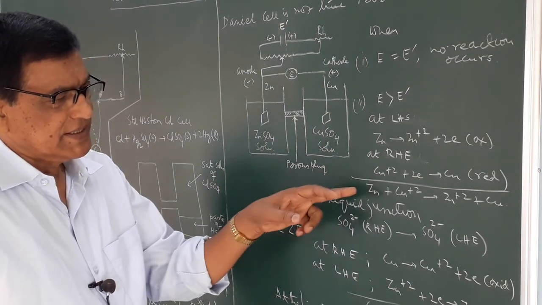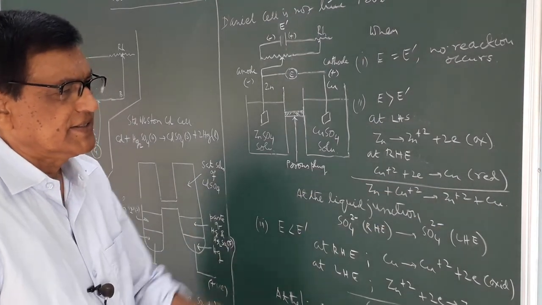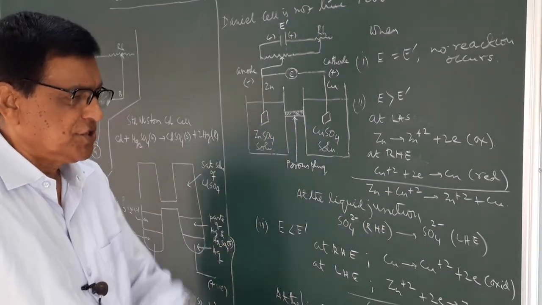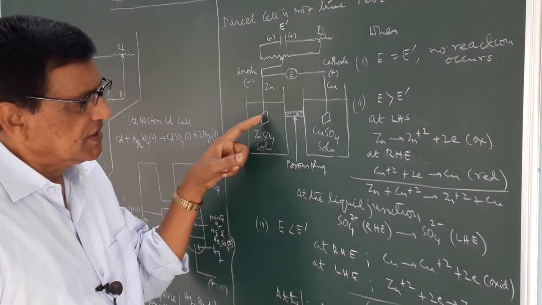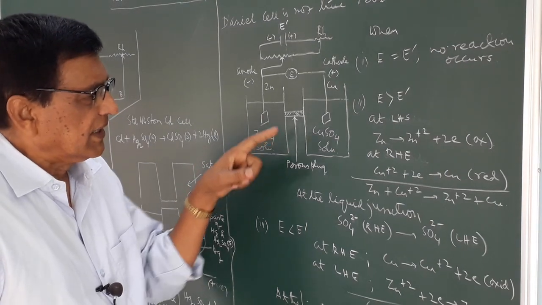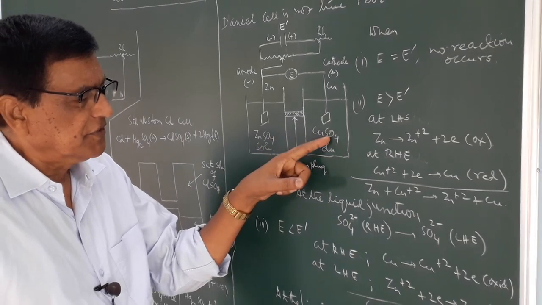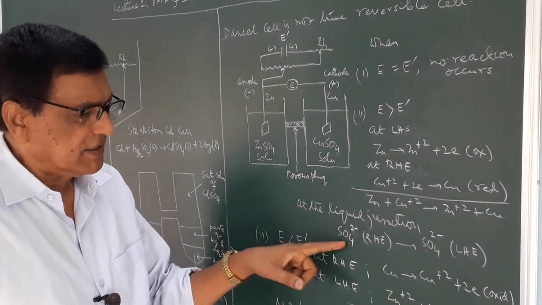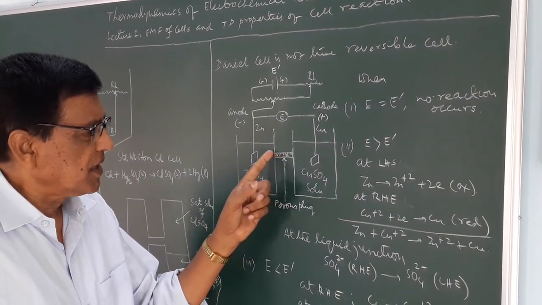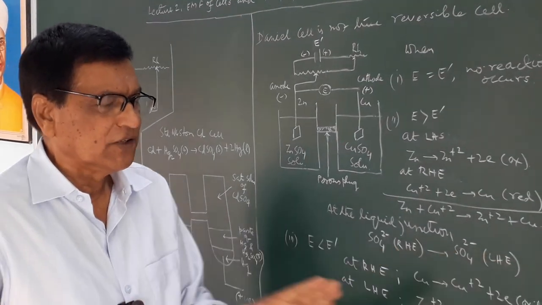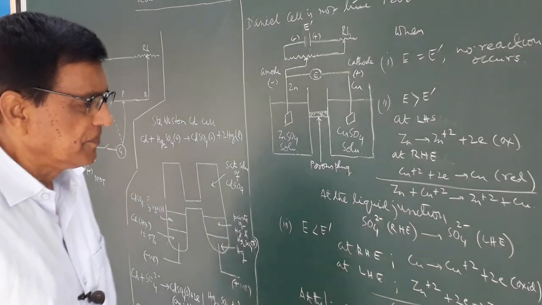Means the reaction is in the forward direction, and this is a spontaneous reaction, giving the electrical energy of this cell. But at the liquid junction, whenever zinc is dissolved here and copper is removed from the right hand side electrode, some sulphate ion remains in excess, and the sulphate ion in the right hand side is coming through this porous plug to the left hand side in order to keep each solution electrically neutral.